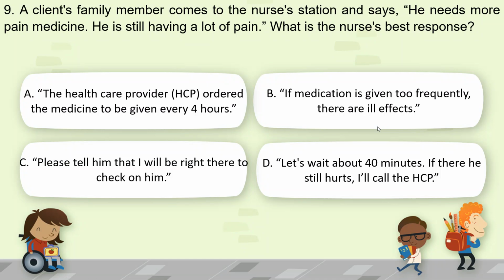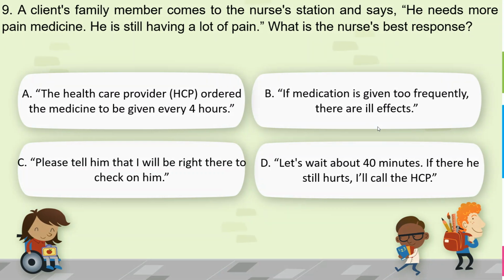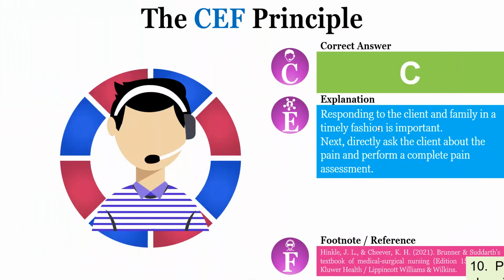So of course, when we talk about that, there has to be prior assessment. Responding to the client and family in a timely fashion is considered to be important. And of course, you directly ask the client about the pain and perform a complete pain assessment, that is PQRST. Then the information will determine which action to take next. The focus here is basically on prioritization. Number 9 is letter C.